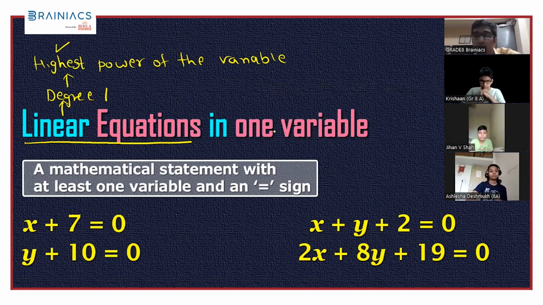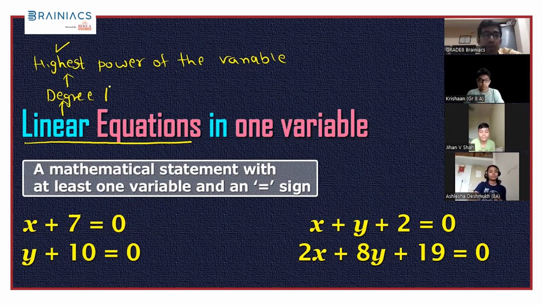Let us see what is the degree of this equation. It is 1. The highest power of the variable is nothing, means it is 1. So the degree of this equation is 1, means it is a linear equation. Everybody understood? Any doubt so far? You did not understand? I will explain once again.